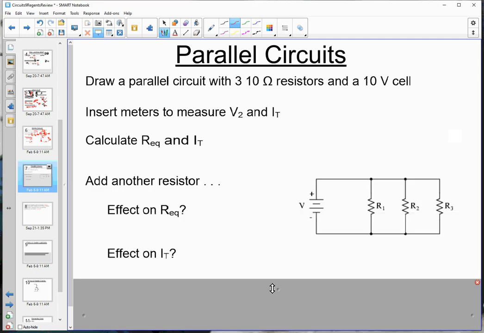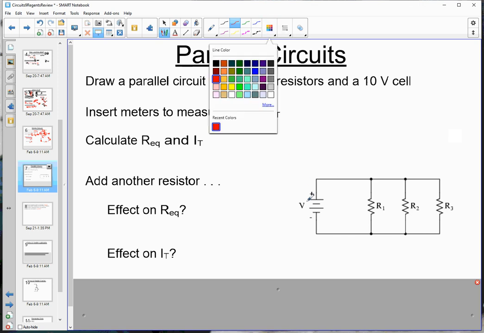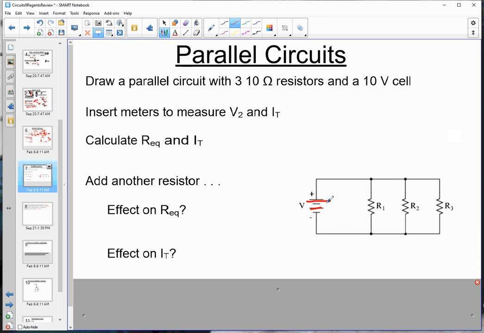All right, when you draw the circuit, it should look something like that, except they asked for a cell. So I'll switch to red here. And you just want the two lines, the big and the small. The four are battery. In this case, we want a cell. And we want to insert meters to measure V2 and I total. Well, V2 would be a voltmeter around the second resistor. So this will measure V2. And I total, you simply have to put the meter in the line. Remember, ammeters measure current. This is an ammeter, and this would measure I total.